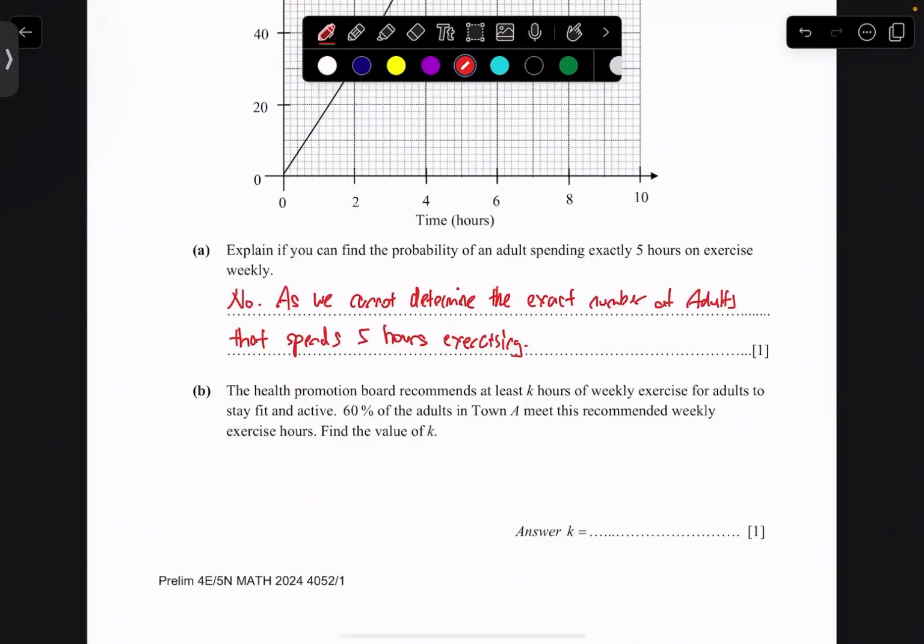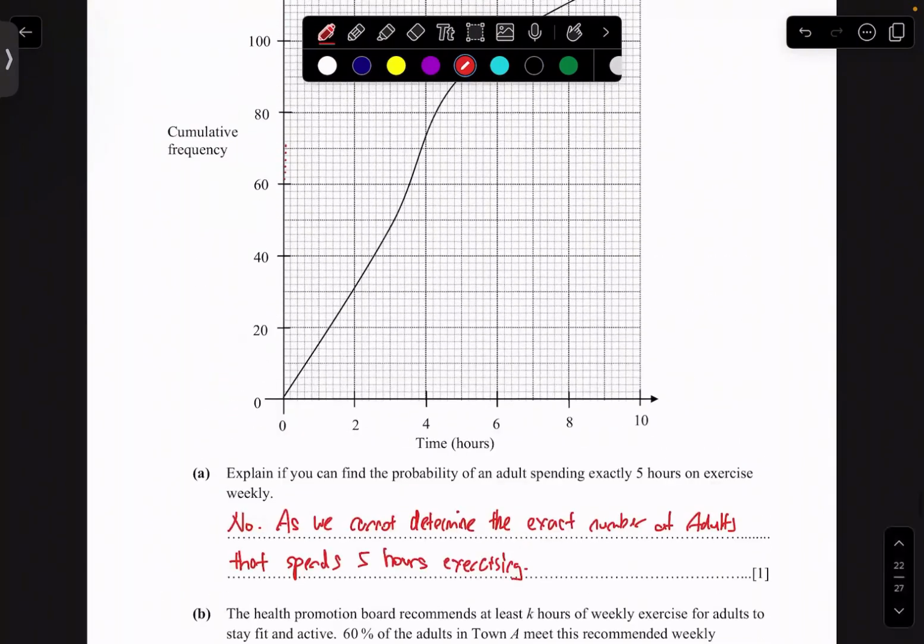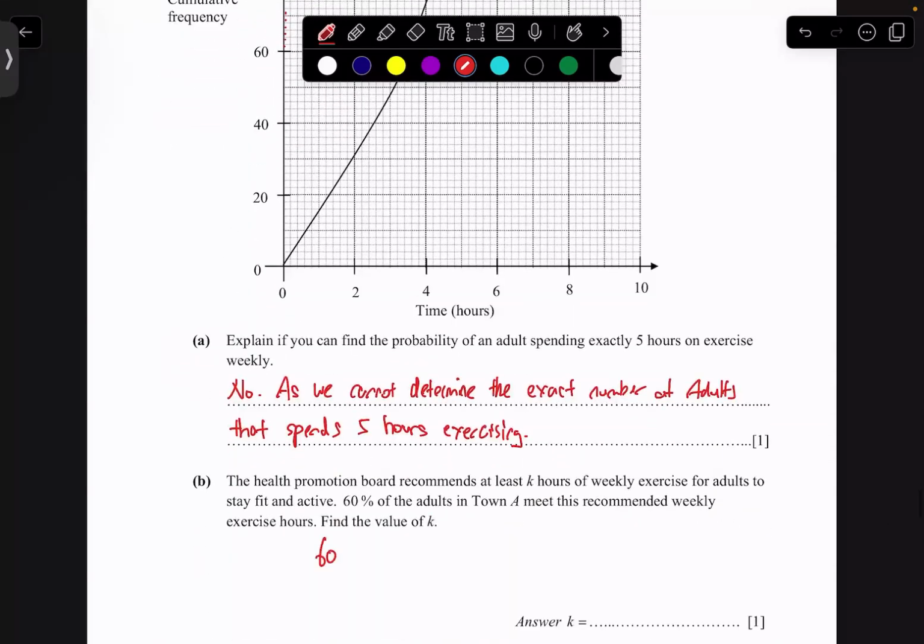The health board recommends at least 8 hours to stay fit. 60% of the adults in county A meet this recommended weekly exercise. Find the probability of 8. So 60% of 120 is equal to 72. So 72 adults meet it, which is important.